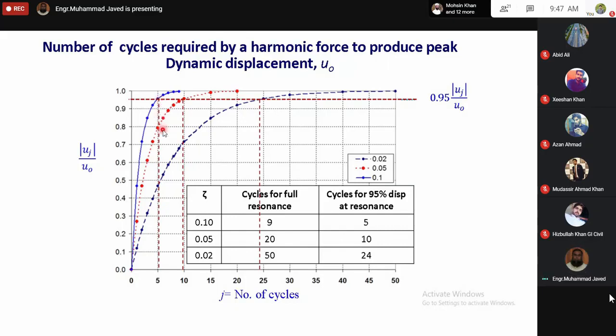So you can see that for a system with a damping ratio of 0.1, full resonance occurs in how many cycles? Uj by U naught is 1 for full resonance. This occurs after around 9 cycles. For 5% damping ratio, this develops in 20 cycles. So the smaller the damping ratio, the more cycles are required for the development of full resonance, and we can find displacement after any number of cycles with the help of the equation provided on the previous slide.